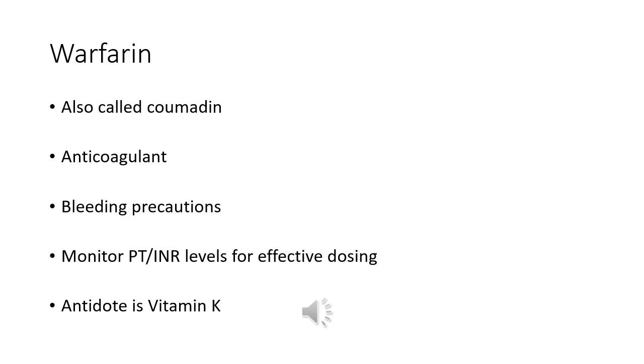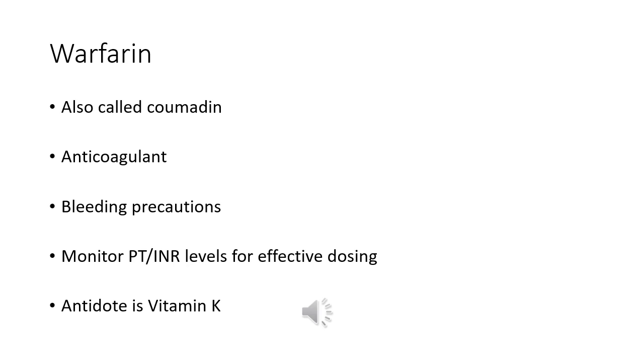So warfarin is probably the most common anticoagulant that we prescribe post-stroke outside of just a baby aspirin. So you'll also hear warfarin called Coumadin, which is the trade name. It's an anticoagulant. So all of the standard precautions that we would apply to someone who is on anticoagulant therapy apply. They need to be on bleeding precautions.